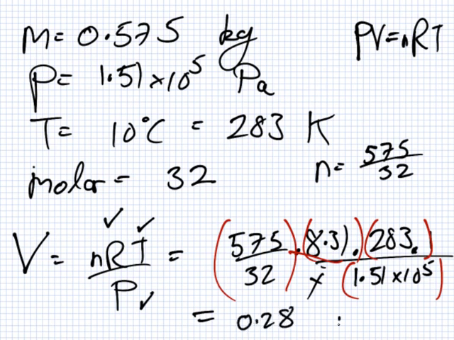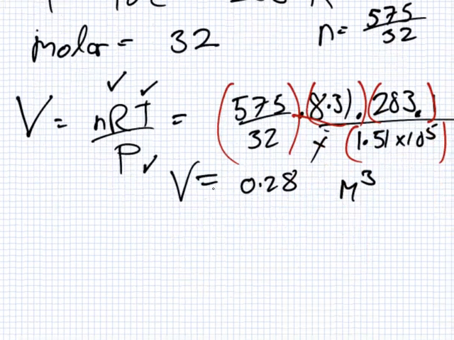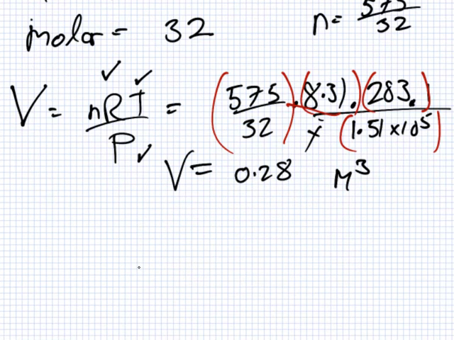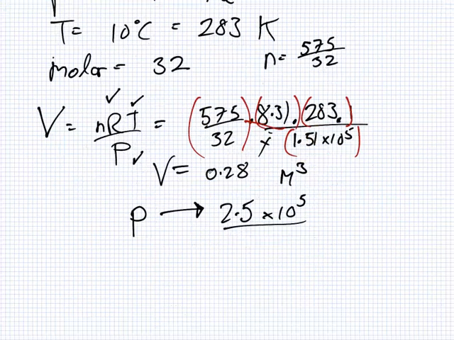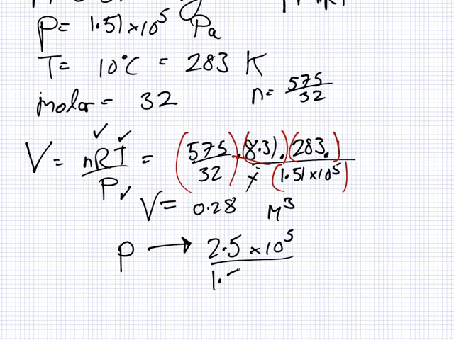Okay, what's the next question? The next part is determine the new volume of gas if the pressure is increased to 2.5 times 10 to the 5. You just replace it in the formula and then you get the new one. Or, Faisal, can you type in 2.5 times 10 to the 5 divided by 1.51? Just tell me it.